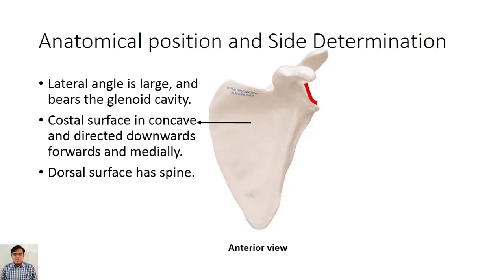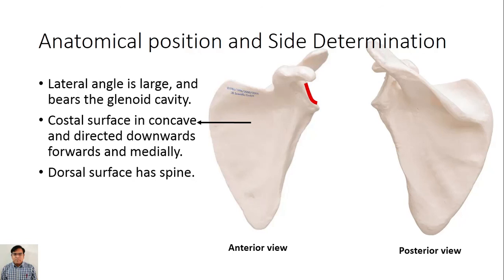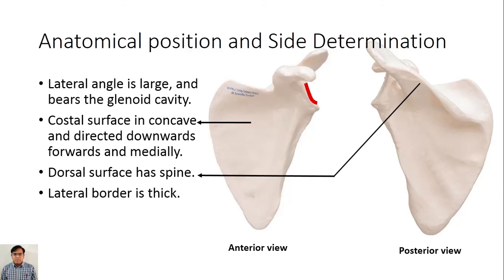The dorsal surface has a spine. So this is the dorsal surface, and this is the spine, on the basis of which we can identify the posterior surface. And the lateral border is thick. So on the basis of these facts, we can hold the scapula in anatomical position and determine the side. This is the photograph of a left scapula.